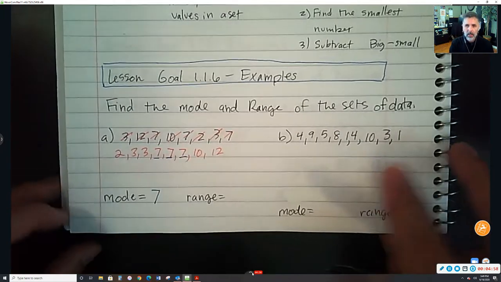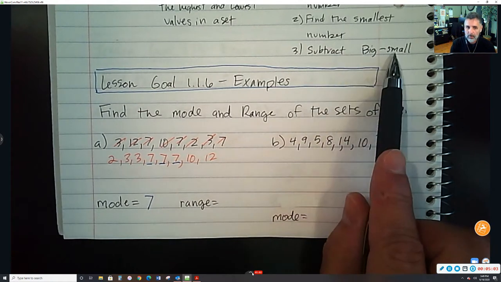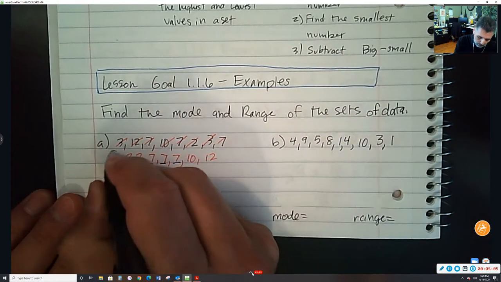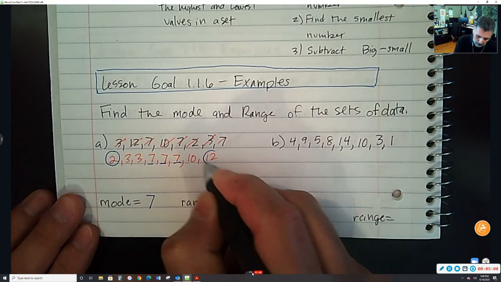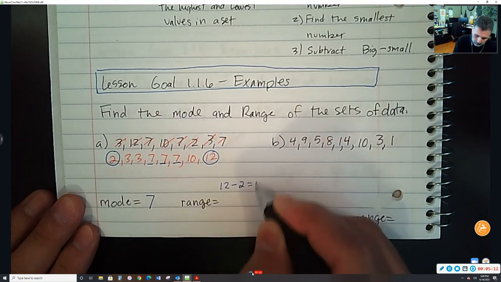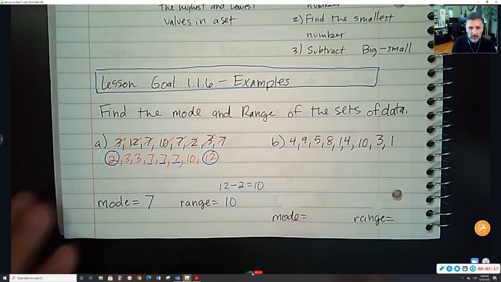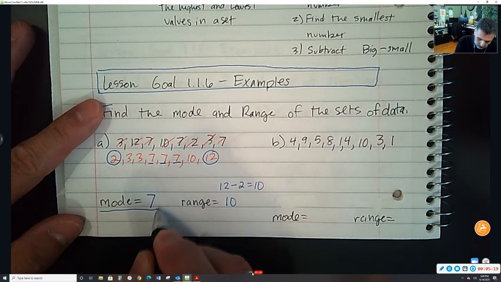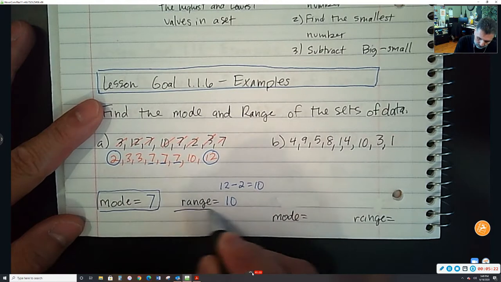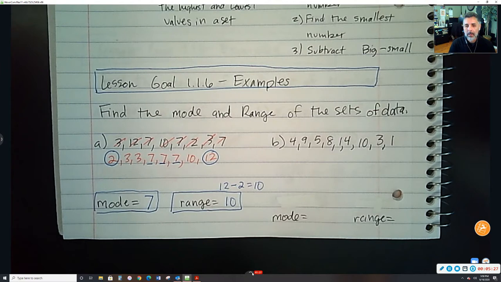And the range, again, it's the big number minus the small number. That's it. Here's the small number. Here's the big number. Take and subtract them, and then that's going to give you the range. Okay? So we have the mode is 7, and the range is 10. Okay, and that's it for this.